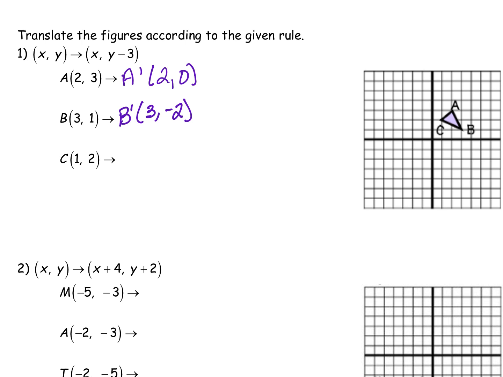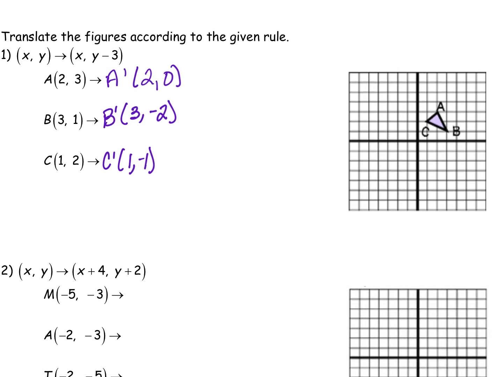Okay, so now we're going to do C. What does C become? C prime. Awesome. And then what's my x value? 1. Great. And what's my y value? Negative 1. Awesome. And now we're going to graph it.